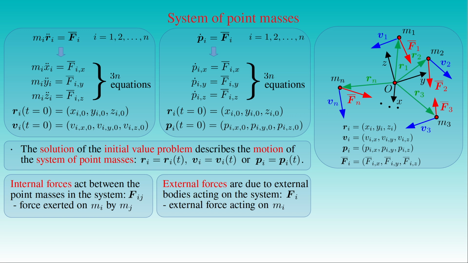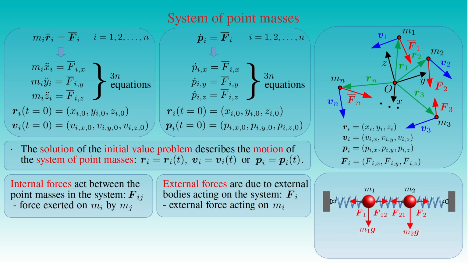For example, let us consider the system of the 2 point masses m1 and m2 representing the balls connected to each other and to a stand by springs. The external forces acting on the point mass m1 are the weight given by the product of the mass m1 and the gravitational acceleration g, and the force F1 exerted by the stand as the spring connecting the point mass and the stand is stretched. Here the stand does not belong to the system of point masses and it is considered an external body acting on the system. Similarly, the external forces acting on the point mass m2 are its weight given by m2 times g, and the force F2 exerted by the stand pulling the spring used to connect the point mass and the stand.